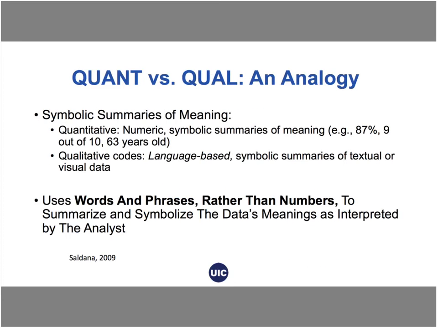This analogy I really like from Saldana talks about what we're interested in is symbolic summaries of meaning. So in quantitative research and quantitative data analysis, our symbolic summaries of meaning are numerical. So 87%, 9 out of 10, 63 years old. These are representations of meaning. In qualitative research, codes are language-based symbolic summaries of textual or visual data. So our codes are word-based, language-based, textual narrative, but similarly, they are representing larger meaning. So if 87% represents larger meaning in quant data, a code like distrust represents more meaning in the data. So we use words and phrases rather than numbers to summarize and symbolize the data's meaning.